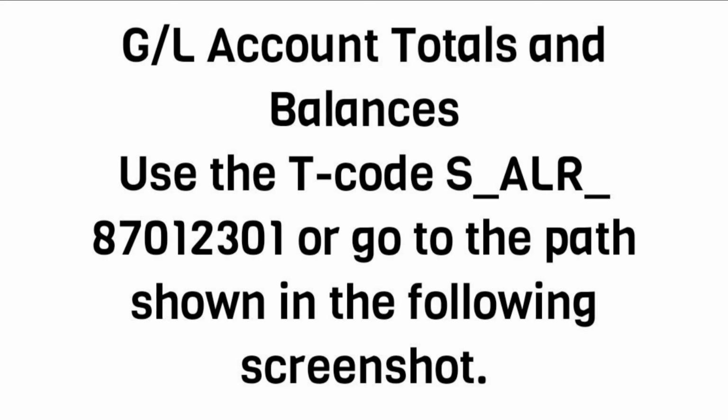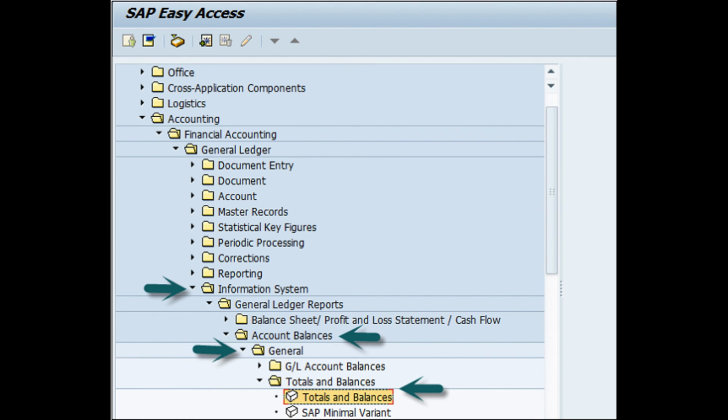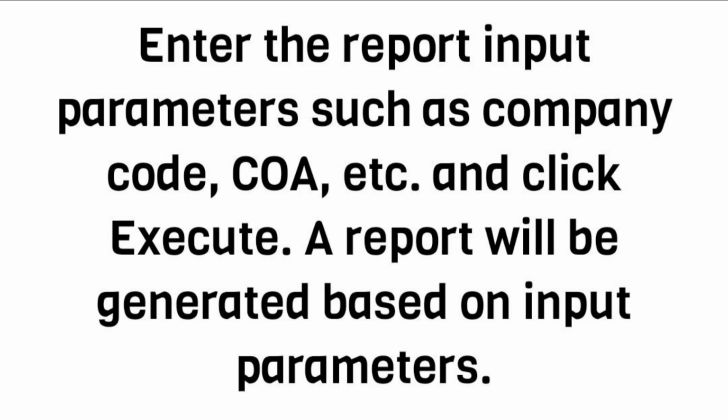GL account totals and balances. Use the T code S_ELA_87012301 or go to the path shown in the following screenshot. Enter the report input parameters such as company code, COA, etc. and click Execute. A report will be generated based on input parameters.